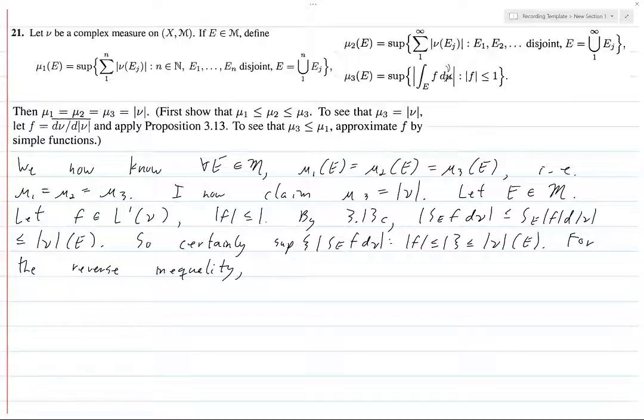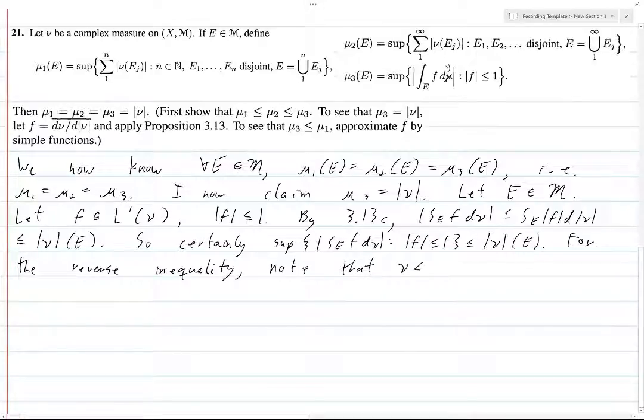So we want to choose a function that does the reverse thing. You have to choose the right one of these to make it not just less than or equal to, but to make it equal to. It's not quite intuitive how you would come up with this function, but let's see how it works.